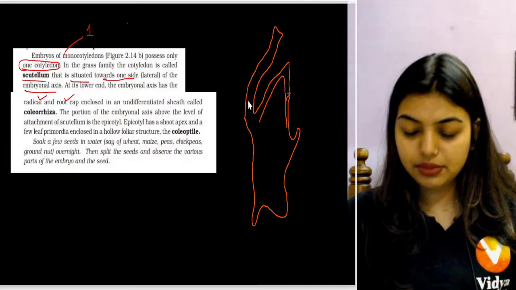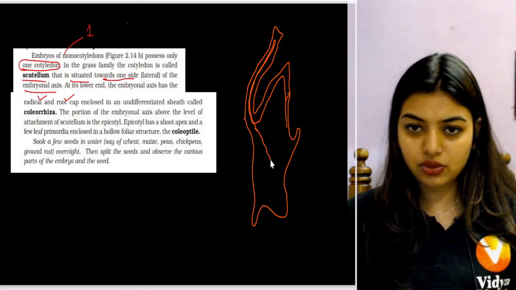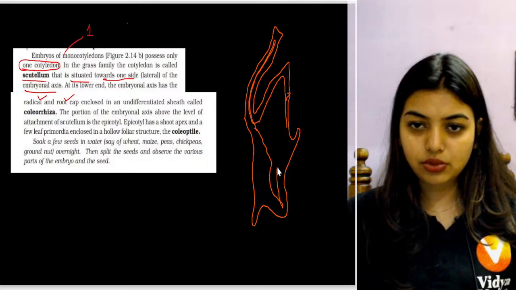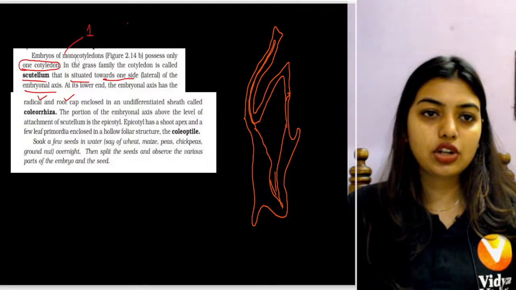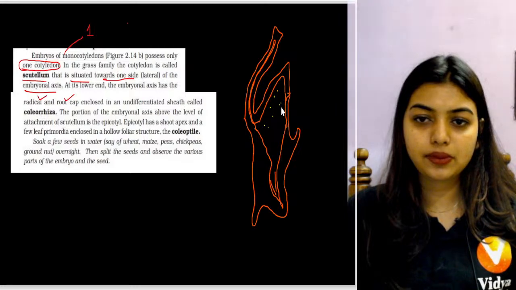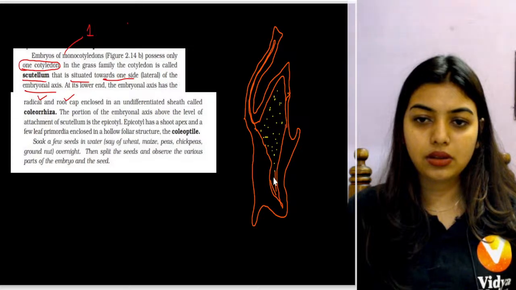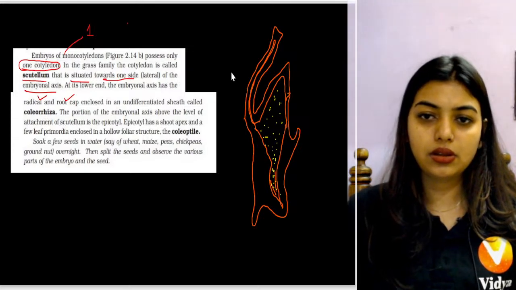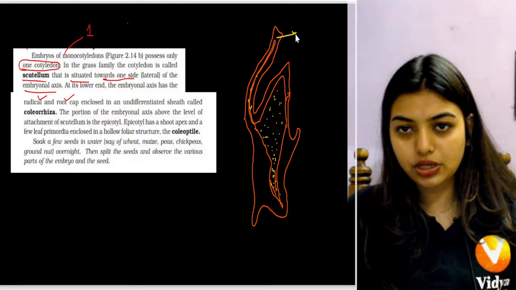Okay, students, in between so many things are there which I definitely cannot draw. But all of you can look at the structure in your textbook, right? Something like this will be there. Now this is not the important part. The important part is this portion, right? This portion is the scutellum.